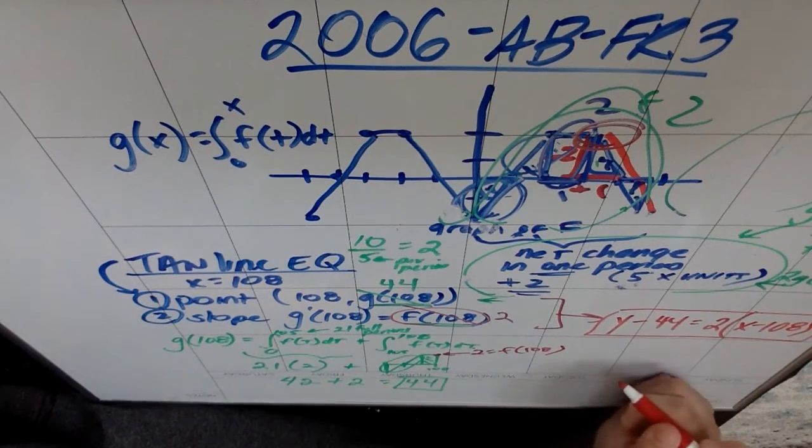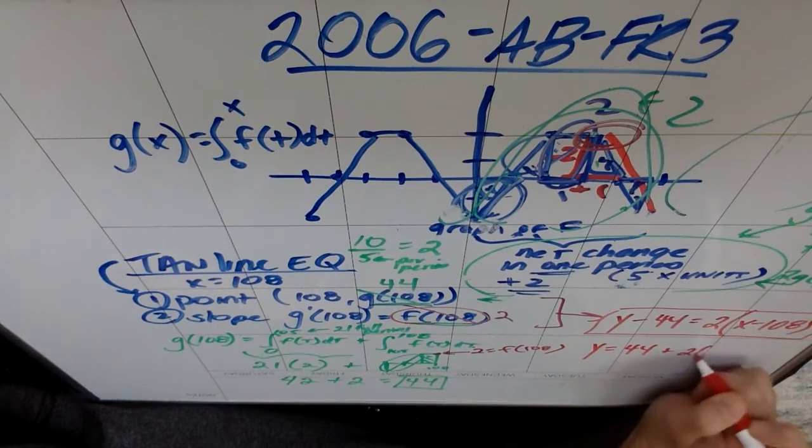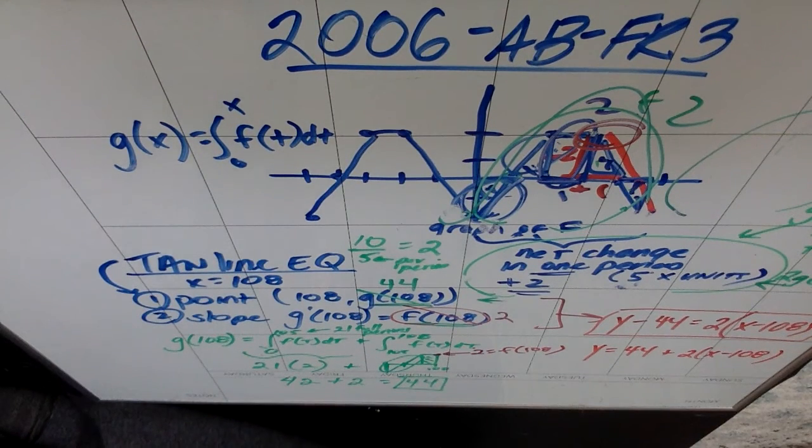If you do want to solve for y, just to be extra safe, just add the 44 over, plus the 2 times the quantity x minus 108. Don't bother to distribute or clean it up, because that's a bad idea in case you do something wrong.